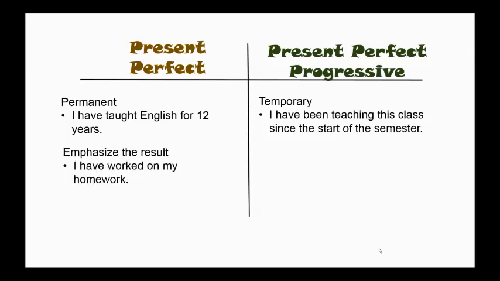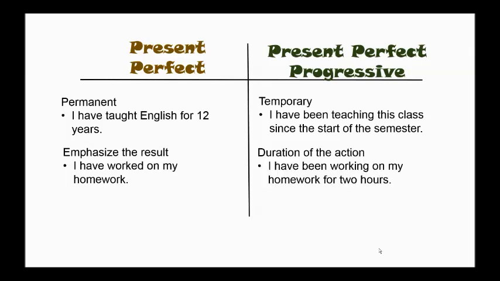Use the present perfect to emphasize the result. I have finished my homework. Now it's done. Use the present perfect progressive to emphasize the duration of the action. I have been working on my homework for 2 hours. It's taken much longer than I expected.